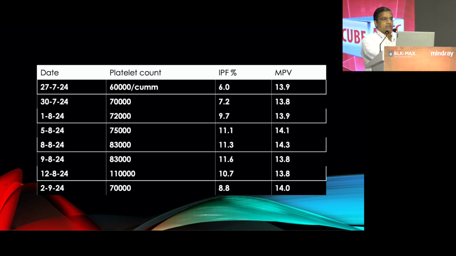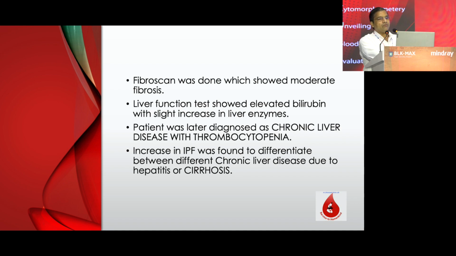So here is the series of platelet count and the IPF. You can see on 27th it is 60,000 with the IPF of 6%. Vitamin B12 therapy was given and the platelet count increased along with the IPF level. And when the IPF was maximum, within 2 days, the platelet count also was maximum, which returned back to normal after the stoppage of therapy. Fibroscan was done in this patient, which showed moderate fibrosis. Elevated liver enzymes were seen and patient was diagnosed with chronic liver disease with thrombocytopenia.